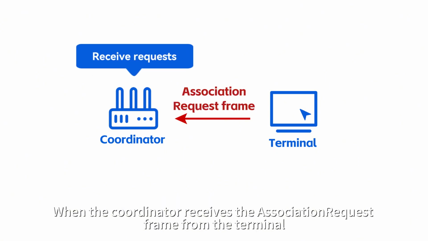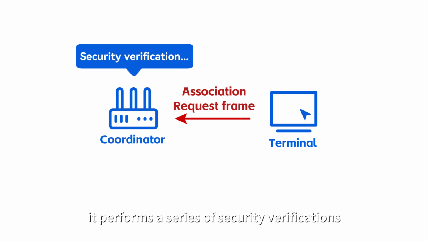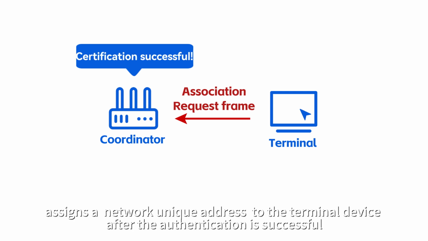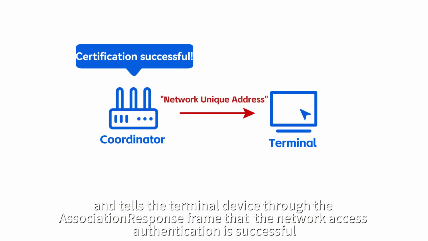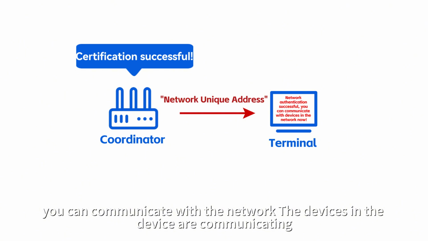When the coordinator receives the association request frame from the terminal, it performs a series of security verifications, assigns a network unique address to the terminal device after the authentication is successful, and tells the terminal device through the association response frame that the network access authentication is successful. The device can now communicate with the other devices in the network.